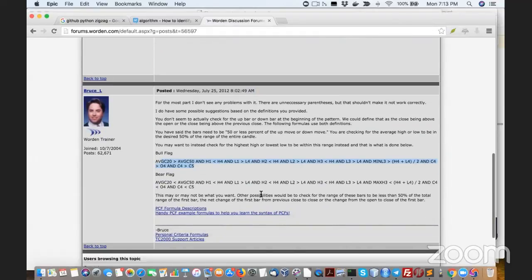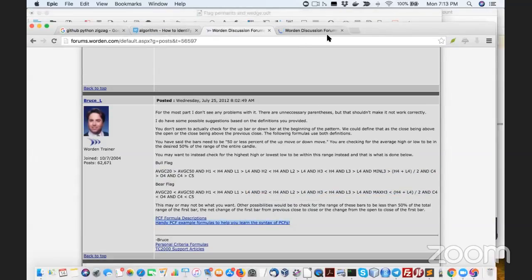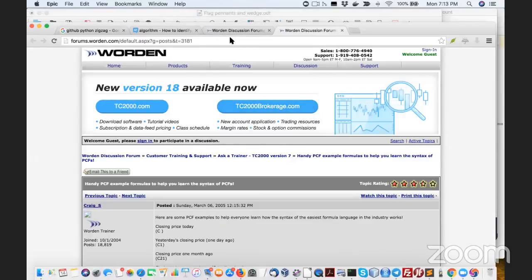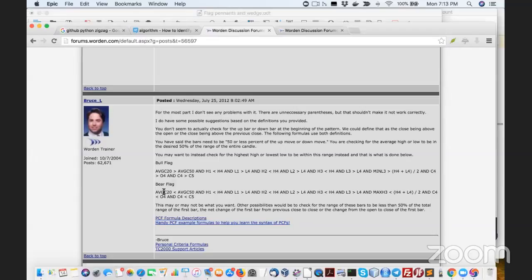So as I said, you've got the link in the Zoom session. And you can see here, if you were to follow these codes, the PCF codes for this platform, let me just pull it up here. What we're dealing with here is quite simply the average on the close. This is to determine if you have a bull flag. You take the average of your data.